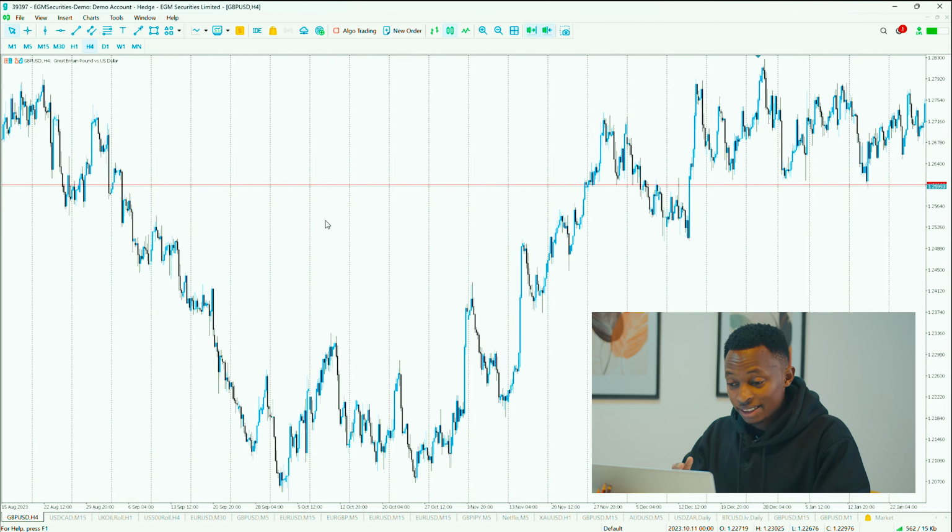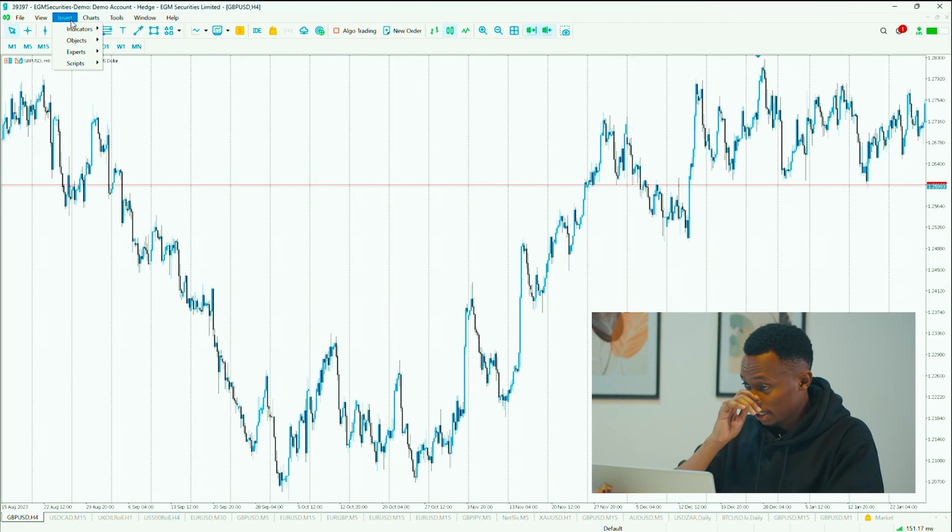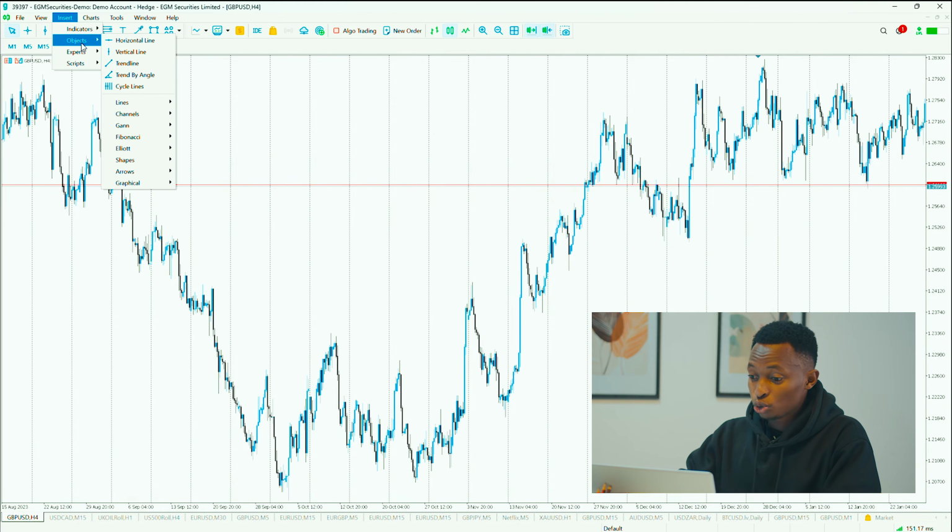In this section, we're not going to be using indicators. We're going to be marking the chart. That means we need to know how to use objects on the chart, and that's what we're going to do. So on your PC, just go to Insert, and then instead of indicators, you go to Objects.